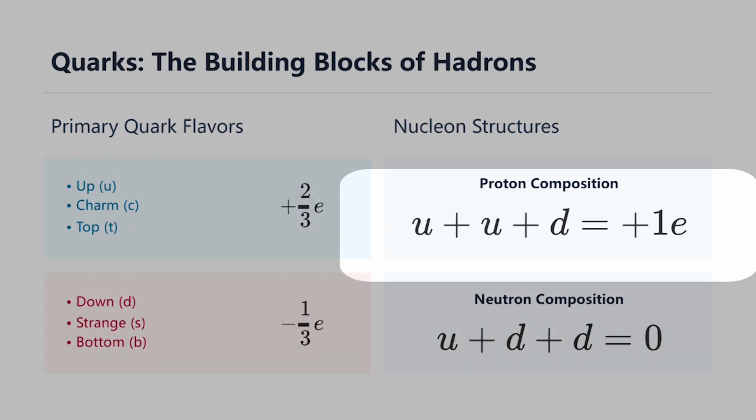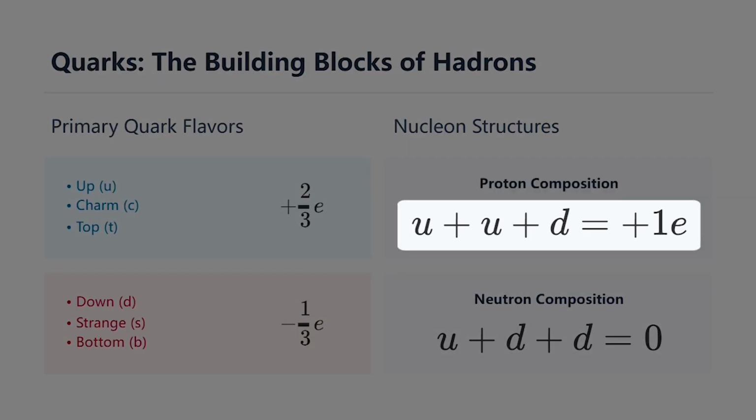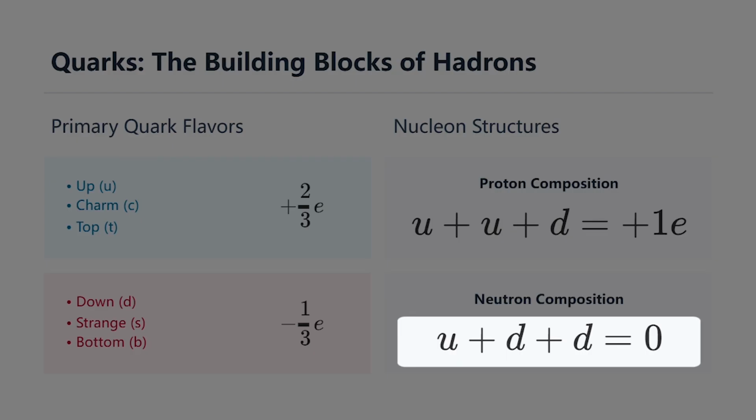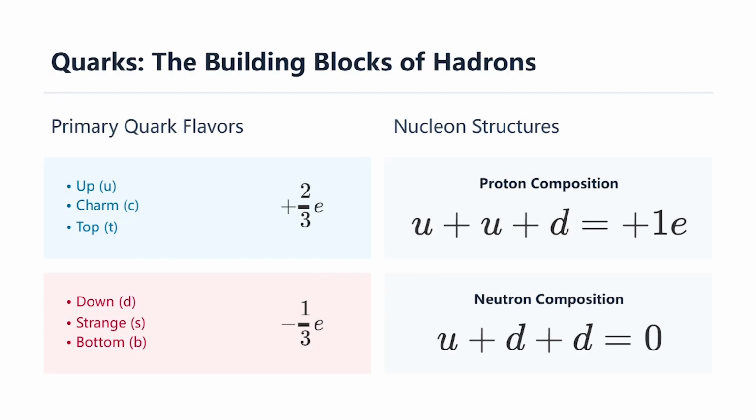Leo, look at how these combine to form the matter we know. A proton is made of 2 ups and 1 down. If you sum those charges, plus 4/3 minus 1/3, you get exactly plus 1. Similarly, a neutron consists of 1 up and 2 downs, which sums perfectly to 0. Sophie, this mathematical balance is why the neutron is electrically neutral.